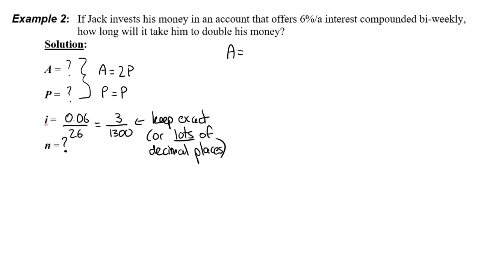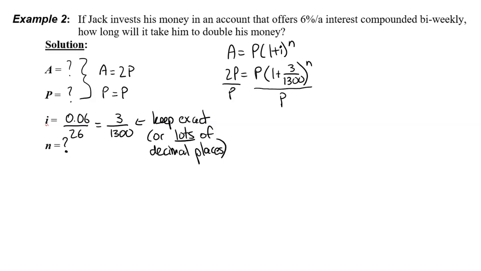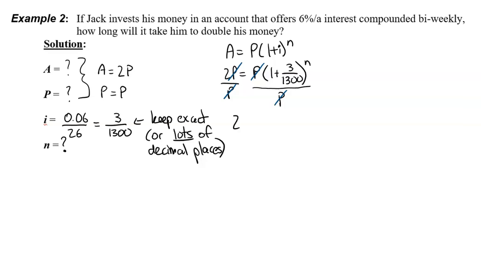Initially, it looks like we don't know 3 things, but we'll find out here as the P's cancel, as I mentioned, the n value will be the only thing we don't know. So what I can do here is sub in all those values. And I notice that if I divide by P, the P's cancel out, and I get 2 is equal to (1 plus 3 over 1,300) to the power of n.